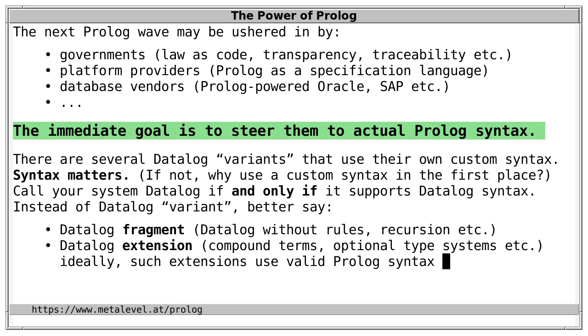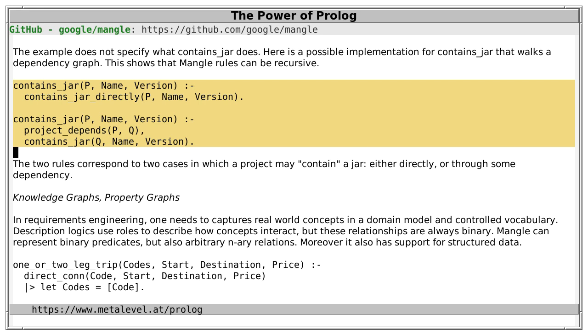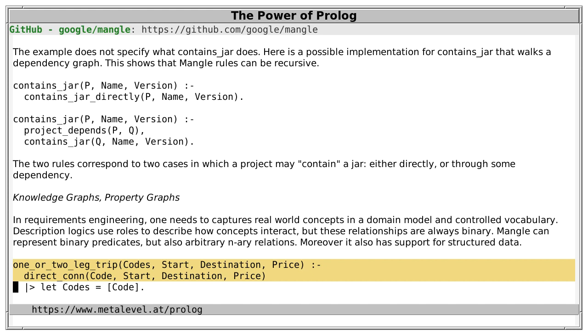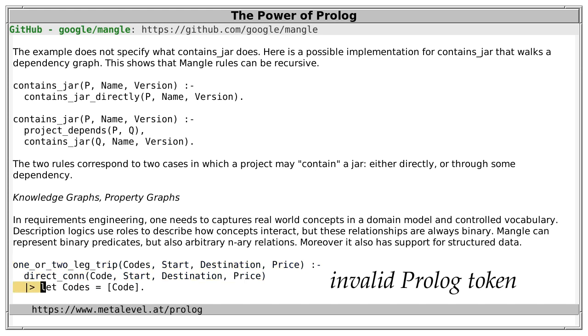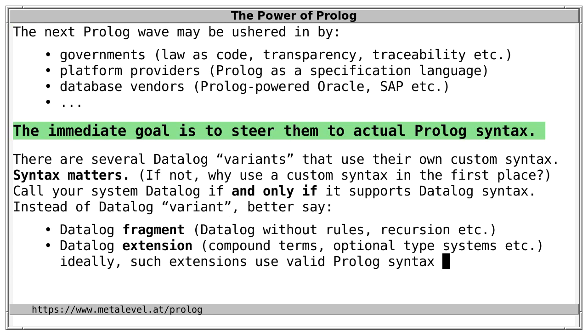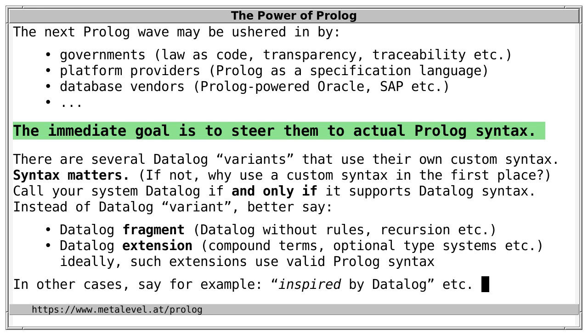And they may go beyond Prolog in terms of semantics, but ideally at least, such programs are still valid Prolog terms. For instance, this is a valid Datalog program and therefore also a valid Prolog program, whereas in this example, we have a valid Prolog term up to here, but this is no longer valid Prolog syntax, because that's not a valid Prolog token. So unfortunately, such programs can't be read and reasoned about as Prolog terms. So making extensions also valid Prolog syntax would be even better. And in other cases, better say, for example, that your system is inspired by Datalog.